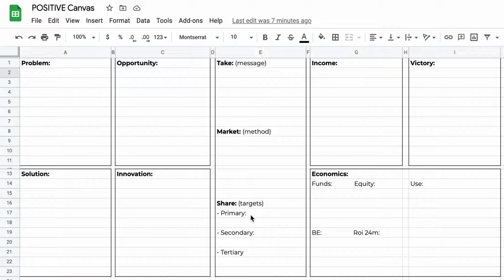A quick overview of the positive canvas. This should be a simple way to work through your business idea in a one-page format, to think through some of the pros and cons of this idea and then create a simplified speed pitch or elevator pitch in less than 2 minutes. So the first area is problem.